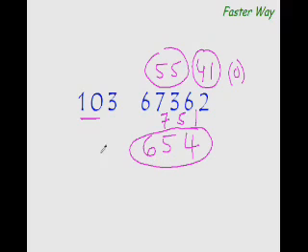Again, it is based on the same logic that dividing by 103 might be difficult, but dividing by 10 is the simplest operation in mathematics, isn't it? So that would not be a problem at all. Now let's see more examples.